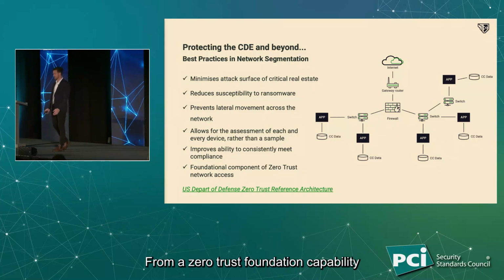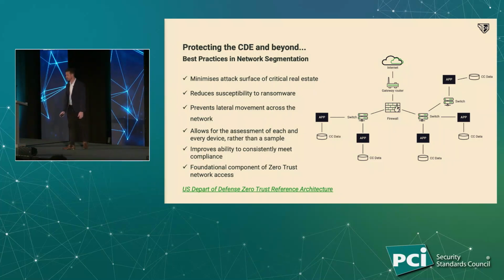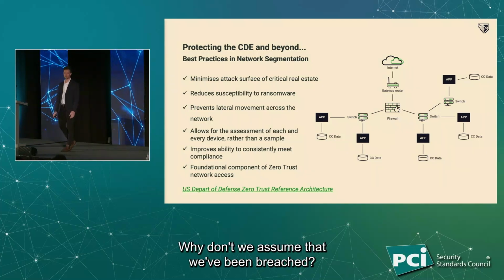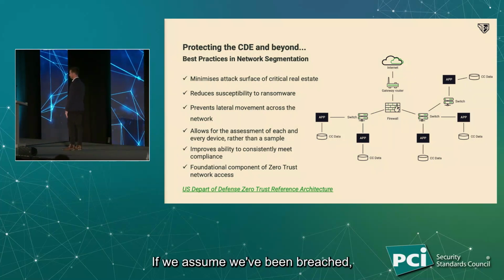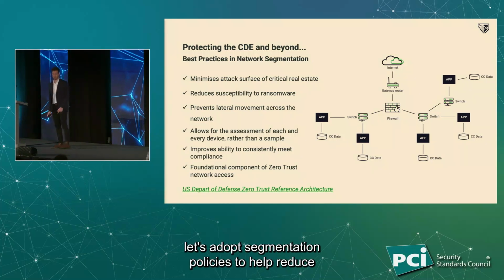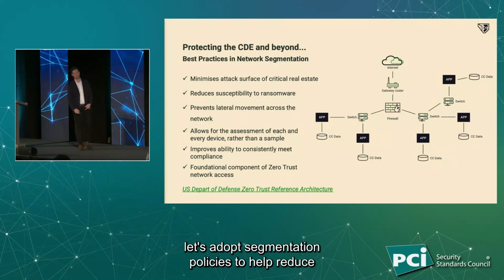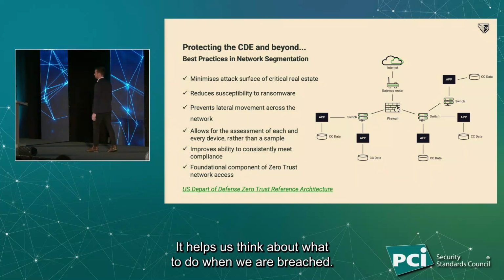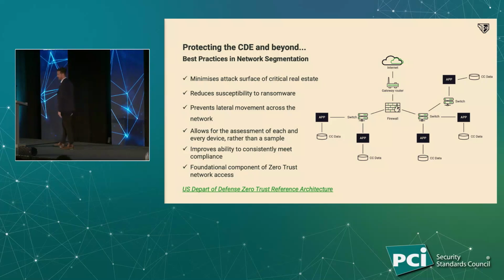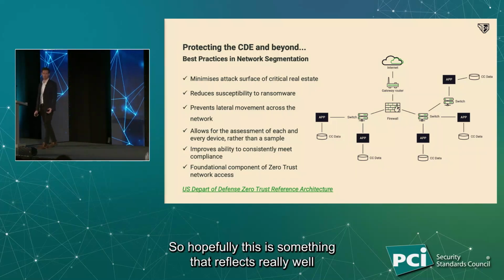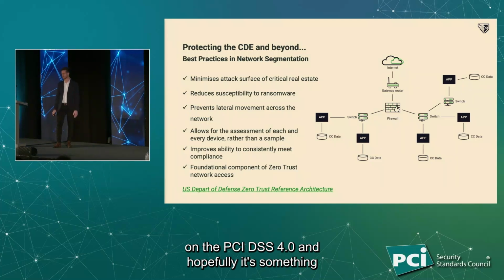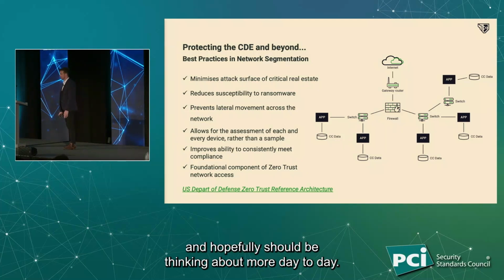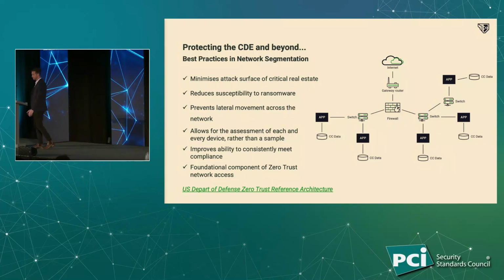From a zero trust foundation capability, this is the mindset shift. Why don't we assume that we've been breached? If we assume we've been breached, let's adopt segmentation policies to help reduce the surface area of those attacks if and when they happen. It helps us think about what to do when we are breached. Hopefully this is something that reflects really well on PCI DSS 4.0, and something that the industry should be coming on board with, and thinking about more day to day.